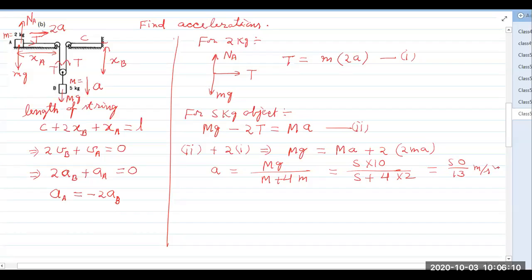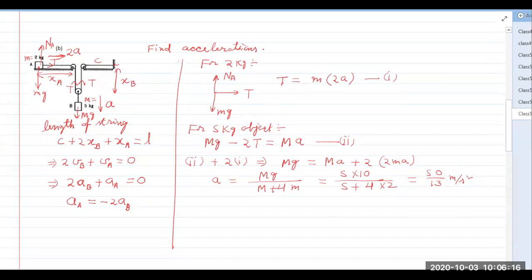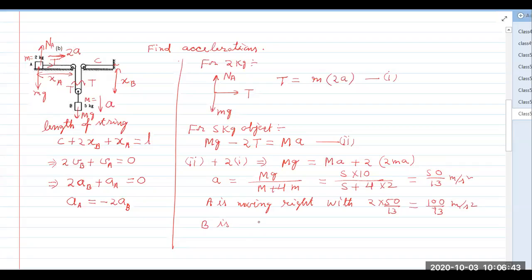Okay, so this much we are getting, and we are getting plus. It means whatever is our assumption for direction of motion, that is correct. So we can say that A is moving right with acceleration 2a. So 2a is double of this. So 2 into 50 by 13. So that is 100 by 13 meter per second square. B is moving down with acceleration 50 by 13 meter per second square. So in this way we can solve for this system.